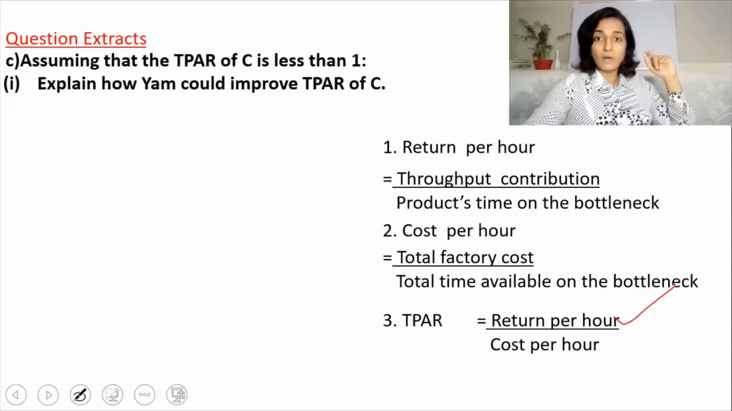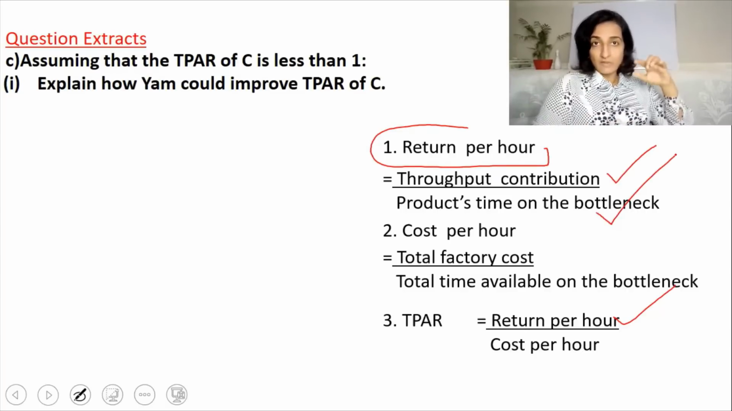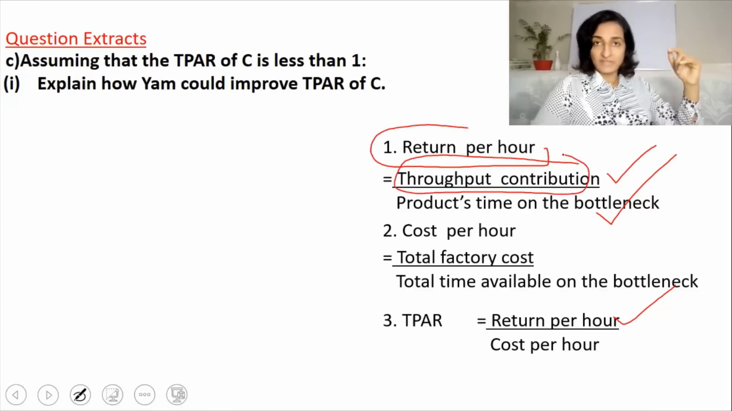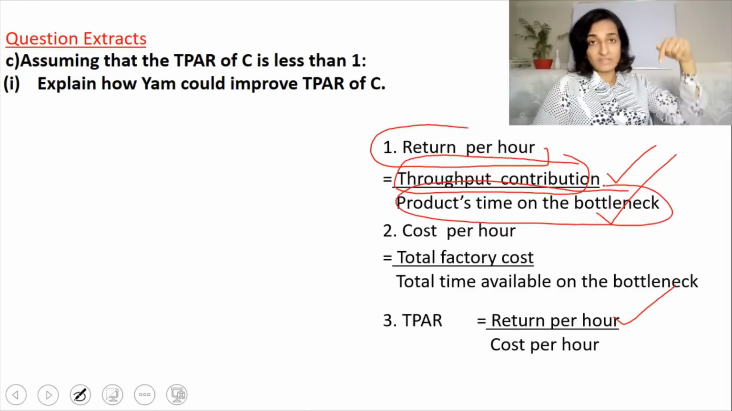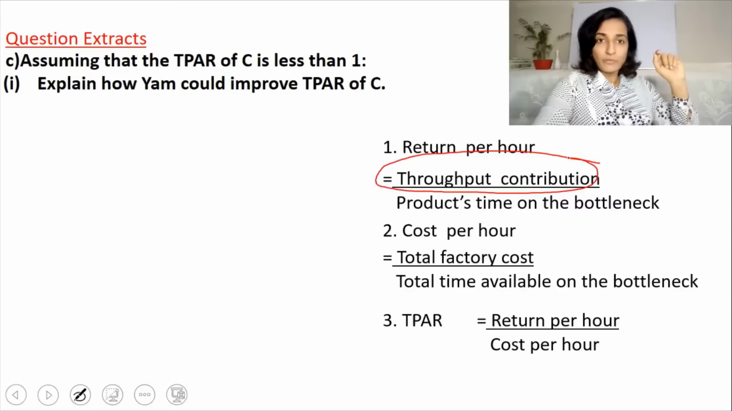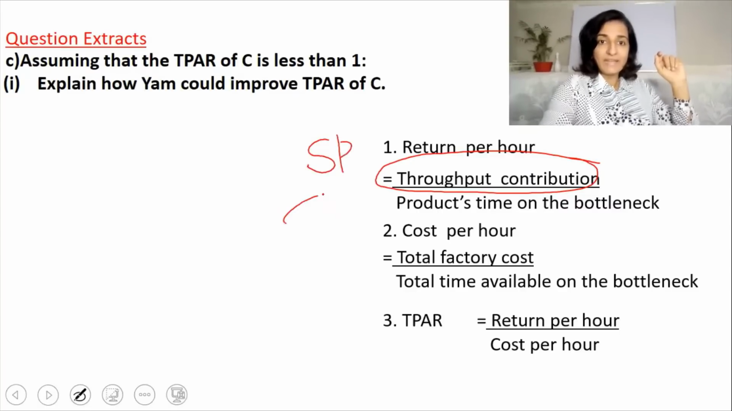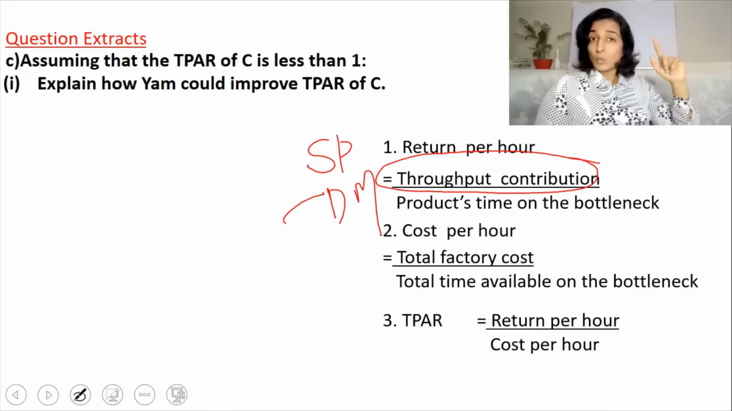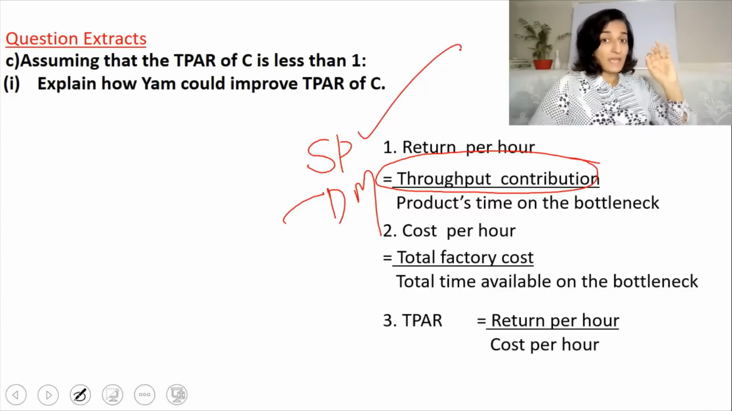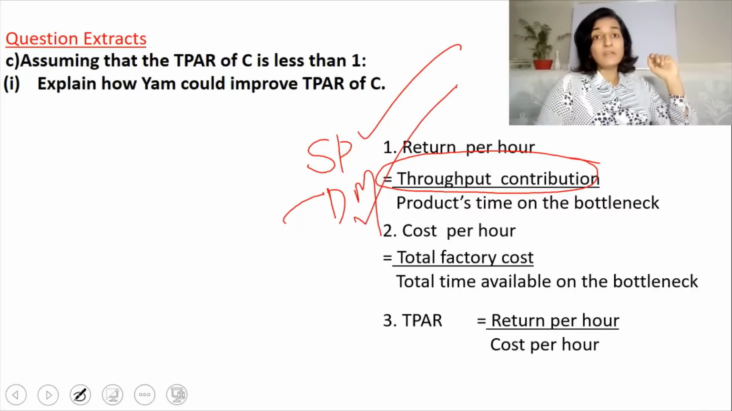Now, coming to the numerator or the return per hour. It is given by the formula throughput contribution divided by product's time on the bottleneck. So here again, if the return per hour has to increase, either the throughput contribution, that's the numerator, has to increase, or the product's time on the bottleneck, that's the denominator, has to reduce. The throughput contribution is selling price minus the direct material cost, which means that if you can increase the selling price, the TPAR will increase. And if you can reduce the direct material cost, again, the TPAR will increase.